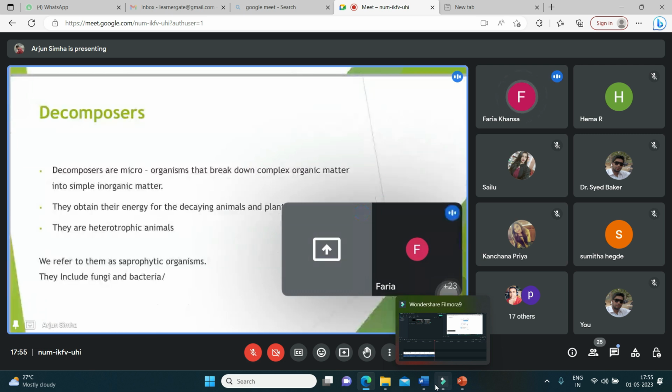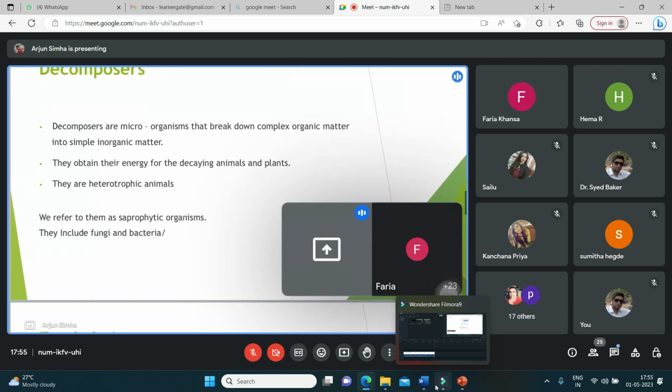Coming to decomposers, decomposers are microorganisms that break down complex organic matter into simple organic matter. They obtain their energy from decaying animals and plants. They are heterotrophic organisms. We refer to them as saprophytic organisms. They include fungi and bacteria.